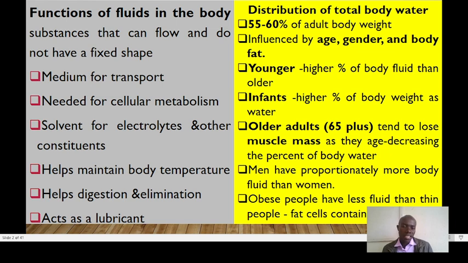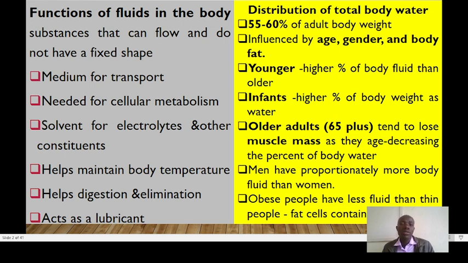Now, the elderly tend to lose muscle mass as they age. When they lose this, they normally have a decreased percentage of body water. Remember, muscle mass is responsible for holding more water. So the more muscle mass you have, the more water you have. That means men, because they have more muscle mass, normally have more water than females.